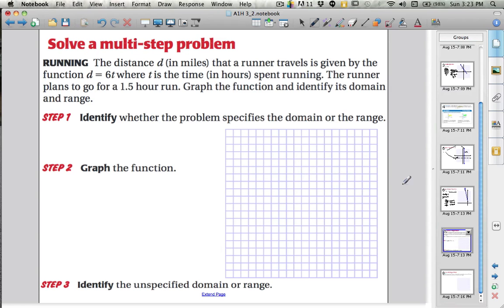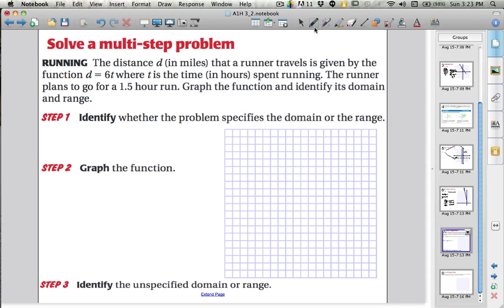Let's solve a problem. So I'm working with a multi-step problem. The distance d in miles that a runner travels is given by the function d is equal to 6t, where t is the time spent in hours that they ran. The runner plans to go for a 1.5 hour run. Graph the function and identify its domain and range.